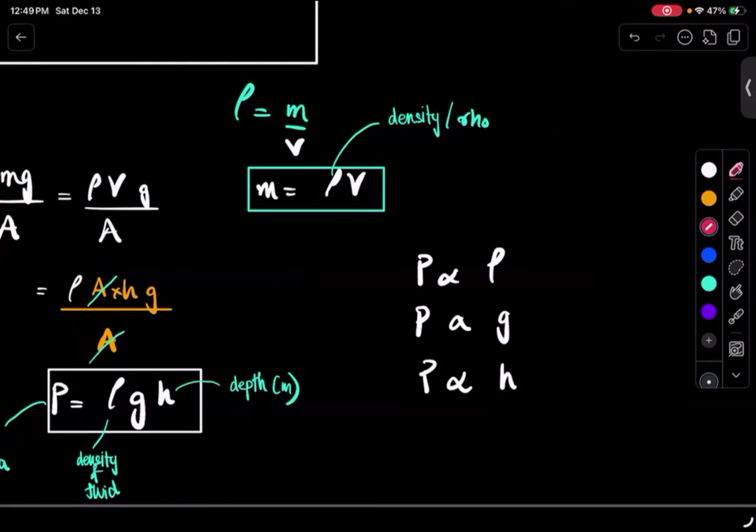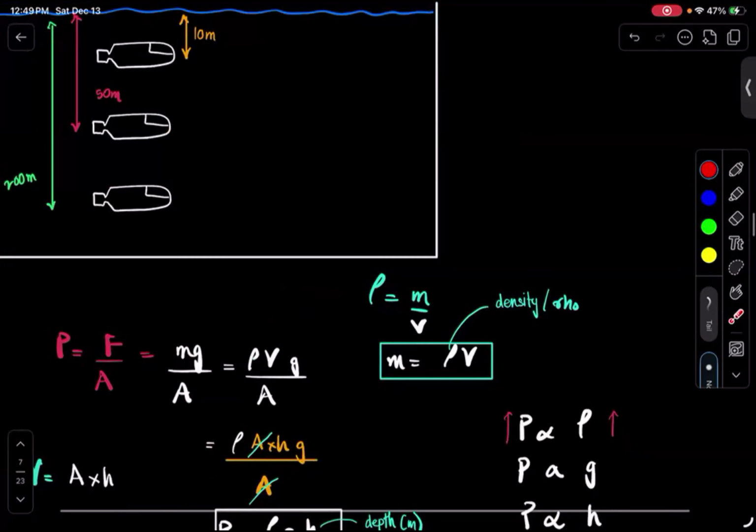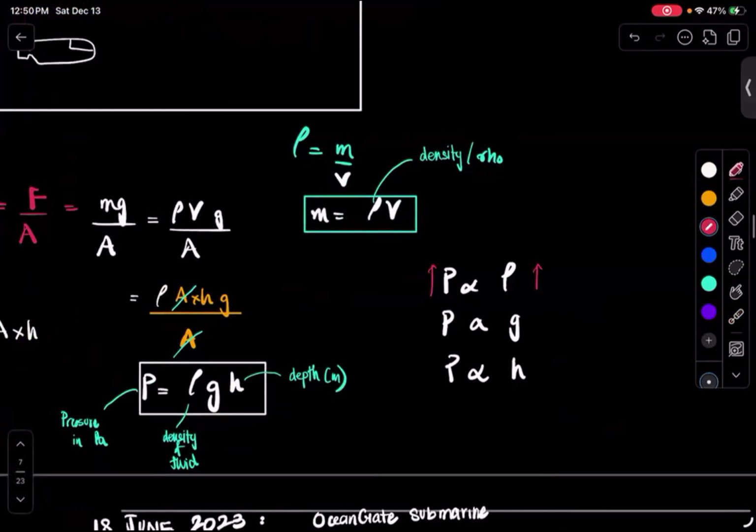If the density of the water or fluid is higher, right, then that means you have overall more molecules in the volume. If you have more molecules there, that means more forces because of the same molecules, right? So clearly pressure would increase.